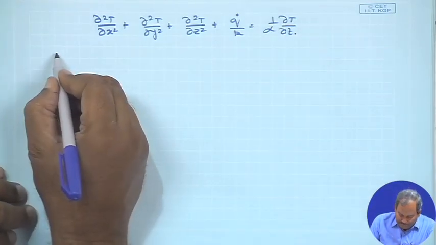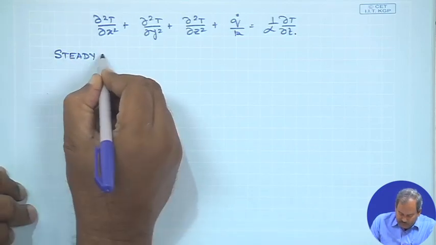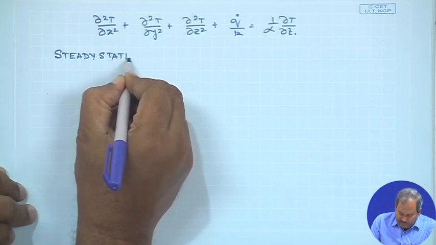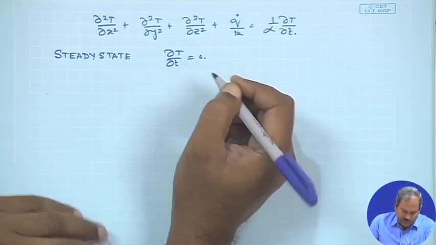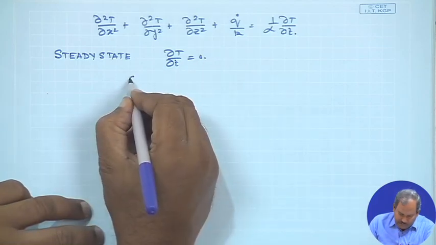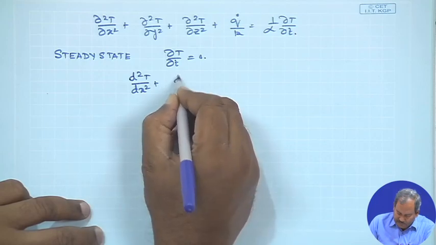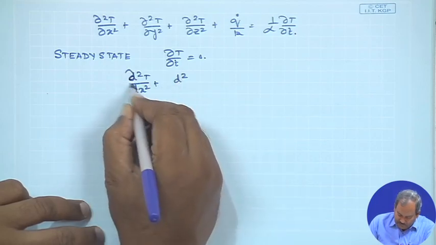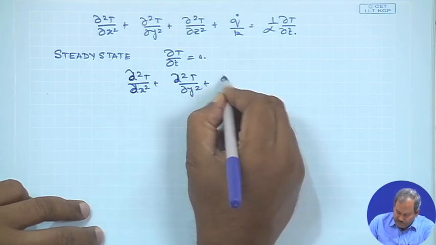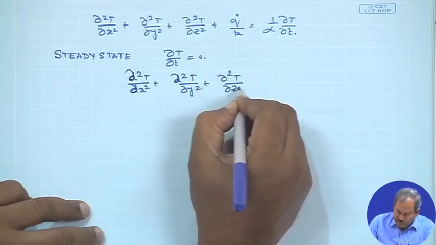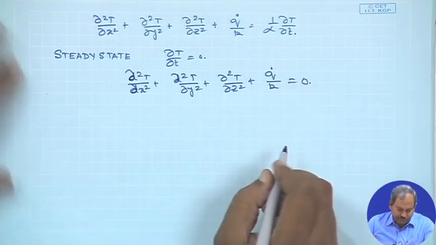So, if it's steady state, then del temperature by del time would simply be equal to 0, and what you would get is del 2 T by del x square plus del 2 T by del y square plus del 2 T by del z square plus q dot by k is equal to 0.